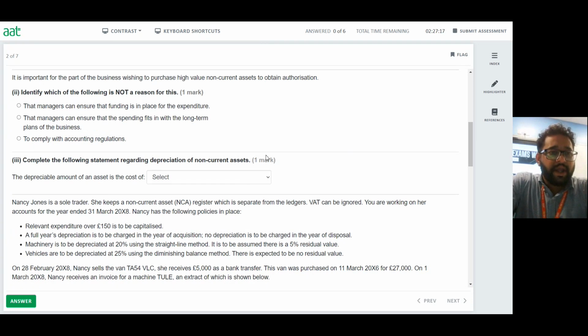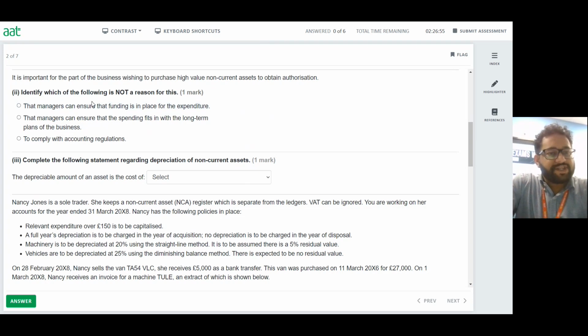So then look at the next one. It is important for the part of the business wishing to purchase high value non-current assets to obtain authorizations. Identify which of the following is not a reason for this one. So if you look at that here, there are three reasons. One of the reasons is why we don't need to obtain authorization for that one.